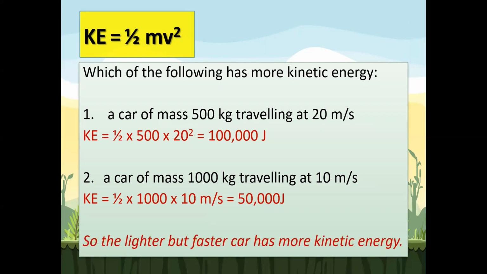Okay, so first of all, remember you do the square first. So for the first one, 20 squared is 400. 400 times 500 is 200,000, and then half of it is 100,000. So from this example, you realize that the second car has more mass and smaller speed, whereas the first car has small mass and more speed. You realize that the first one gives you more kinetic energy than the second one.